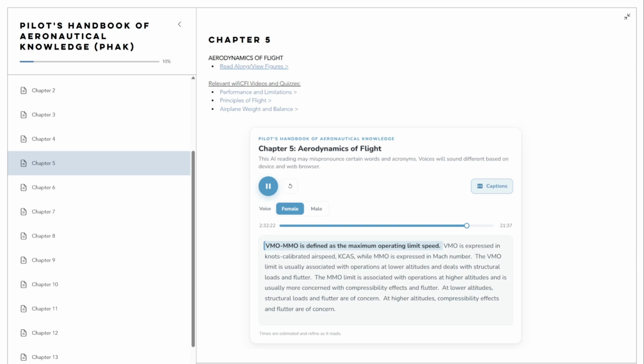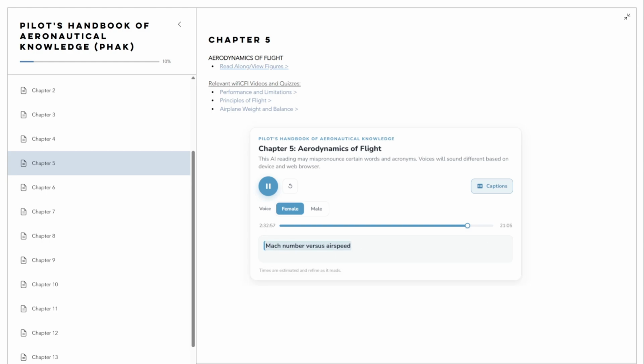VMO is defined as the maximum operating limit speed. VMO is expressed in knots calibrated airspeed, KCAS, while MMO is expressed in Mach number. The VMO limit is usually associated with operations at lower altitudes and deals with structural loads and flutter. The MMO limit is associated with operations at higher altitudes and is usually more concerned with compressibility effects and flutter. At lower altitudes, structural loads and flutter are of concern. At higher altitudes, compressibility effects and flutter are of concern.